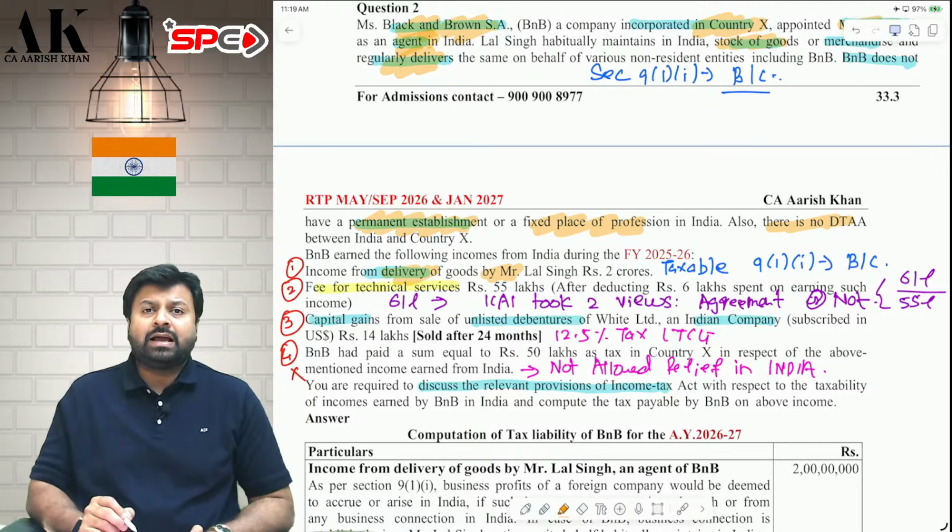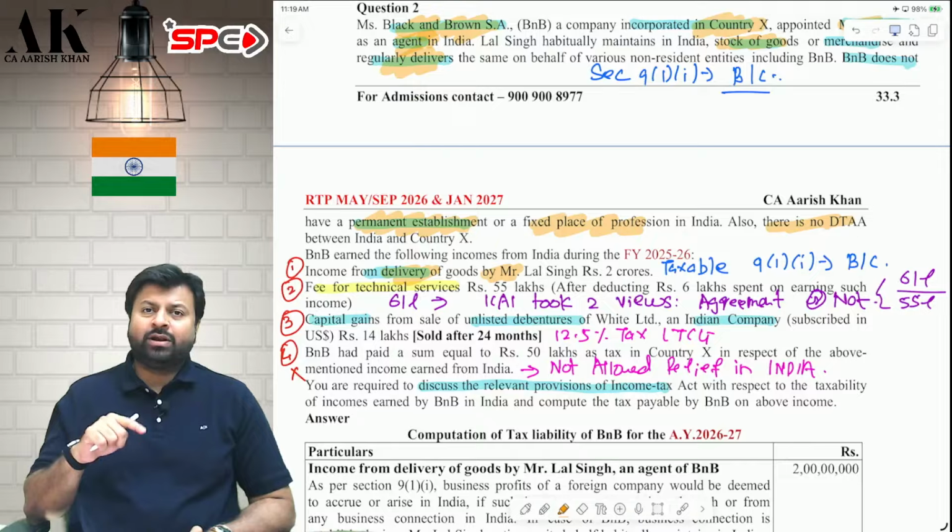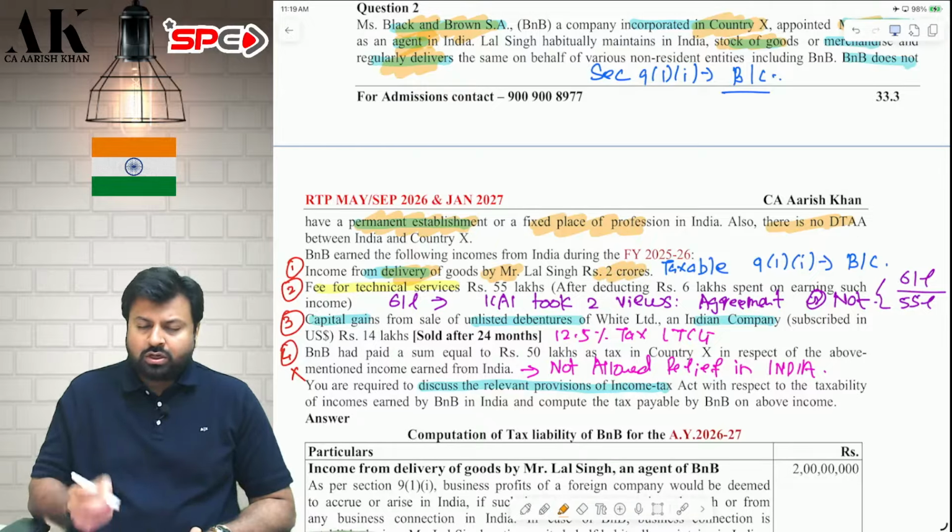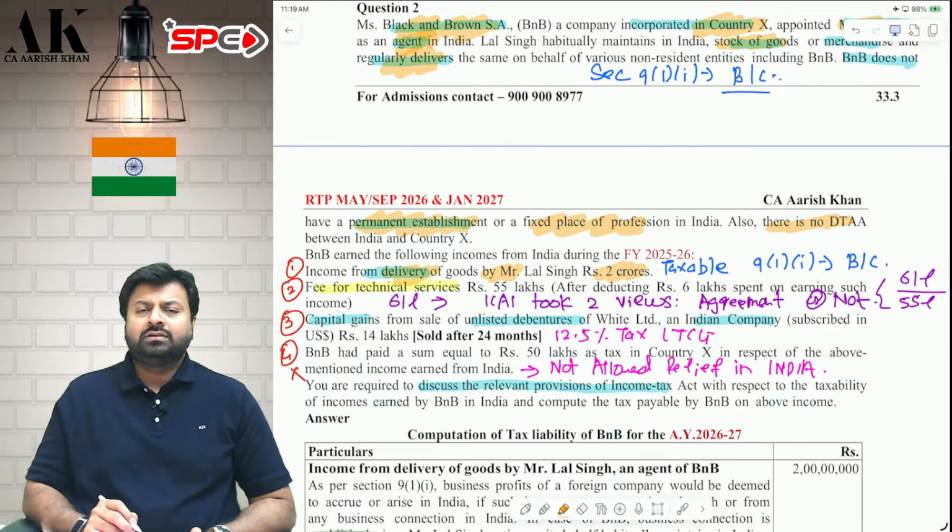That is the same thing which is happening over here through Lal Singh. Foreign company is BNB, Lal Singh is agent. Agent is regularly delivering goods in India. Therefore, this 2 crore will be taxable in India on behalf of the foreign company, as per 9(1)(i) business connection.